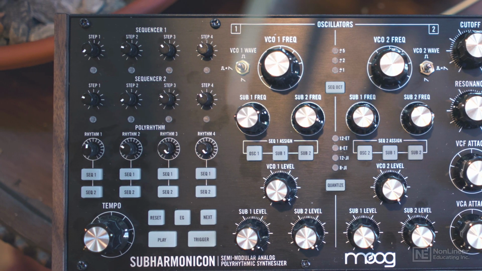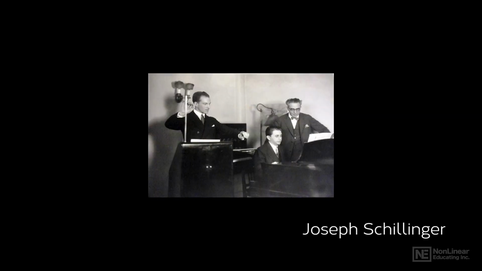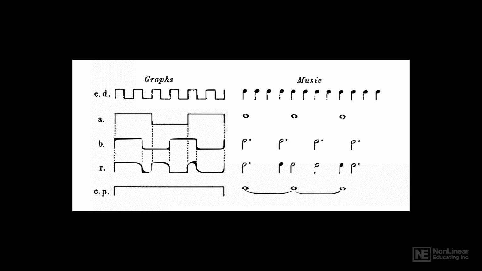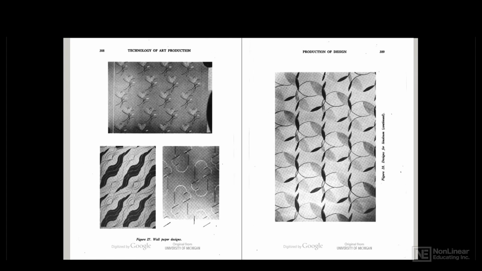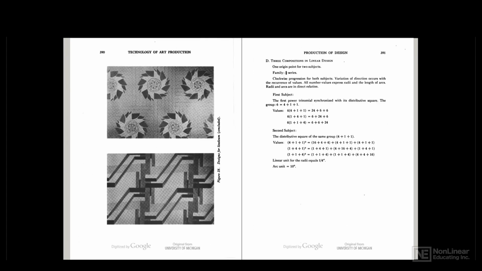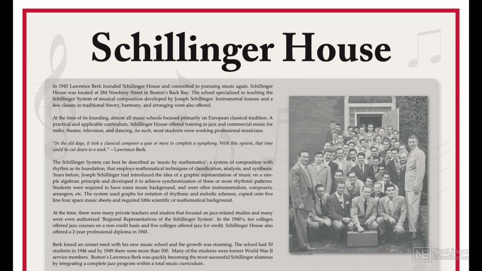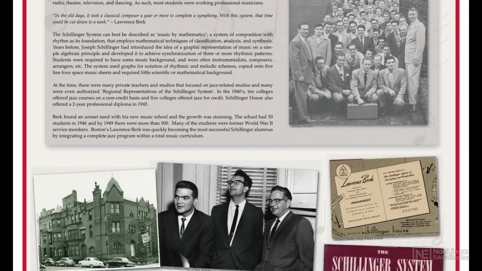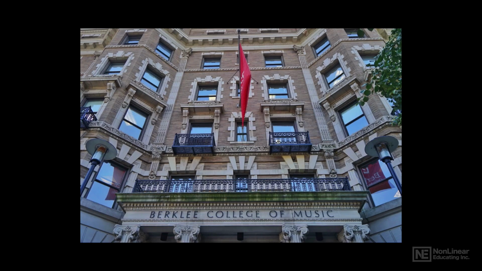the polyrhythms. Oh, and let's not forget Joseph Schillinger and his mathematical system of music composition. His idea of taking a set of pitches and superimposing them on a set of rhythms with different lengths to create constantly evolving yet rotating musical phrases is the foundation on how musical ideas are developed on the Subharmonicon. The Schillinger system was what inspired Lawrence Berk to open a music school named the Schillinger House, which eventually became Berklee College of Music.